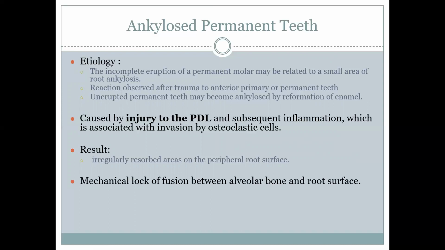Many times, an ankylosed permanent tooth may be caused by injury to the periodontal ligament and subsequent inflammation, which is associated with invasion by osteoclastic cells. The result is irregularly resorbed areas on the peripheral root surface, and you will see a mechanical lock of fusion between the alveolar bone and root surface.